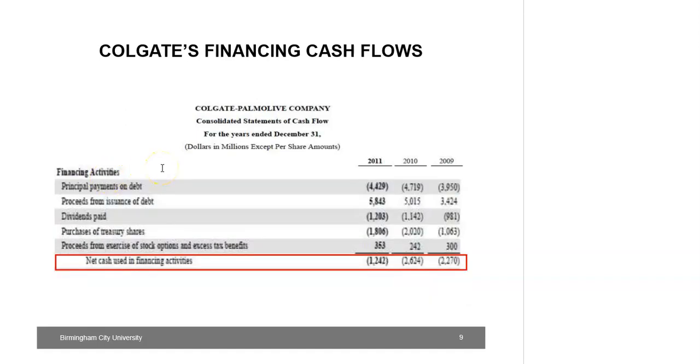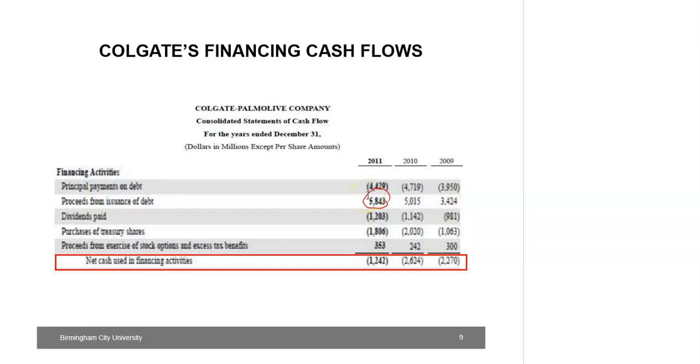Here we have the financing activities section of the cash flow statement from Colgate. We see that the net cash flow used in financing activities in the year 2011 is $1.24 billion, which is considerably lower compared to 2010 and 2009, where it was more than double or nearly double the amount of 2011. There are two main reasons for this decline in the cash flow used by financing activities. First, the company had higher net proceeds from the issuance of debt in the year 2011. We can see that the company issued new bonds worth $5.84 billion.